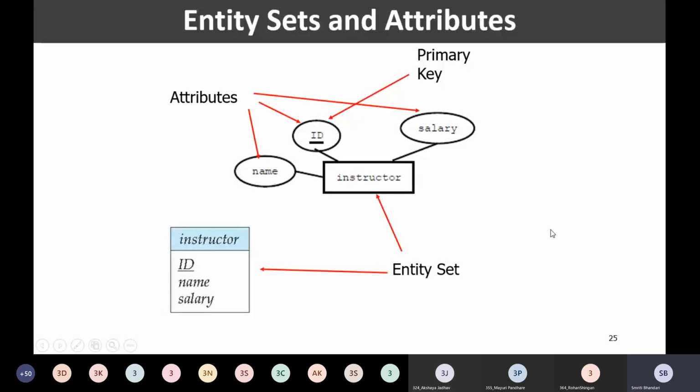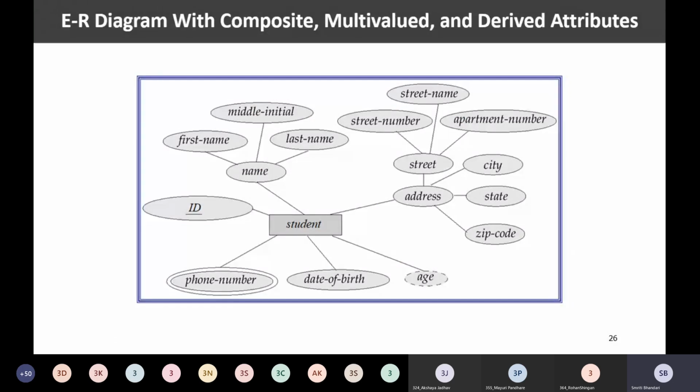Fine. So let's proceed now with one more example wherein we are representing the composite attributes, the multi-valued attributes, and the derived attributes. So see here, which is my entity set in this diagram? Student. Correct. So student is my entity set, and for the student entity set we have so many attributes. Please see here how we have represented those attributes.